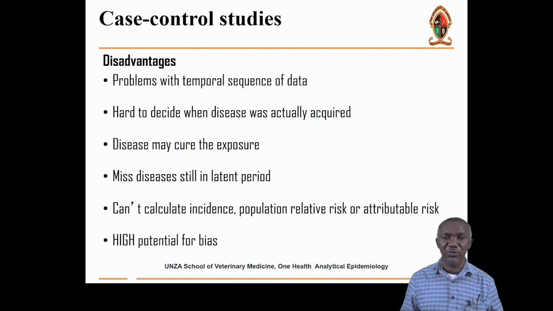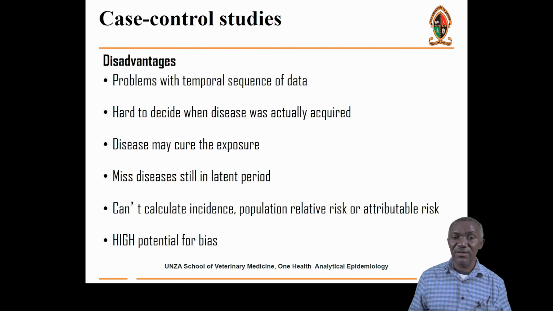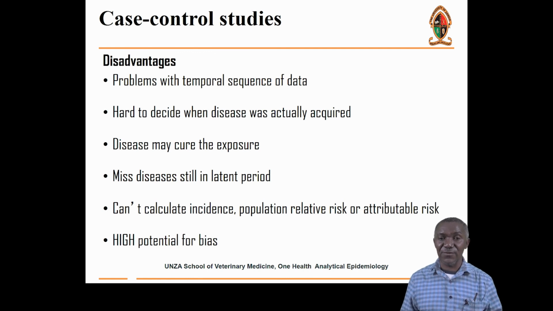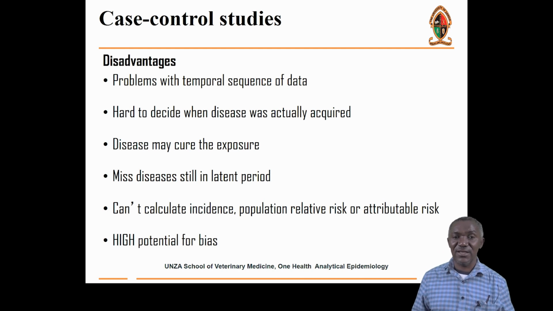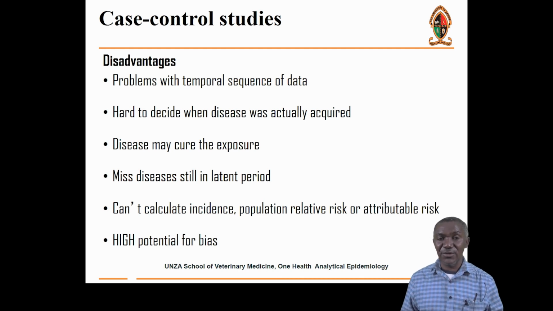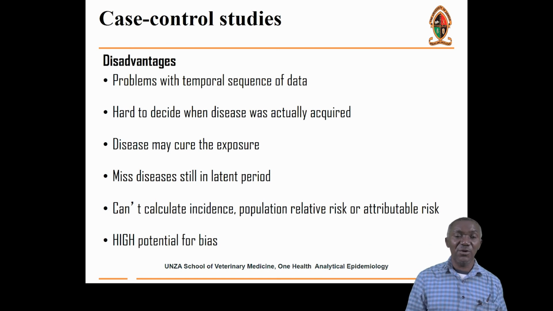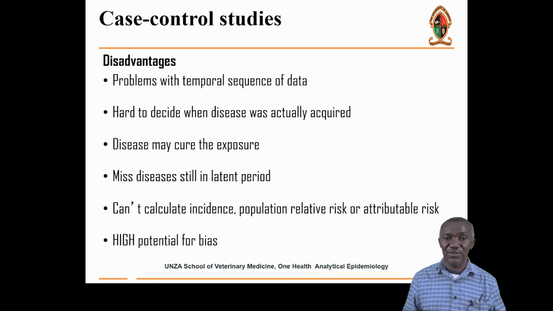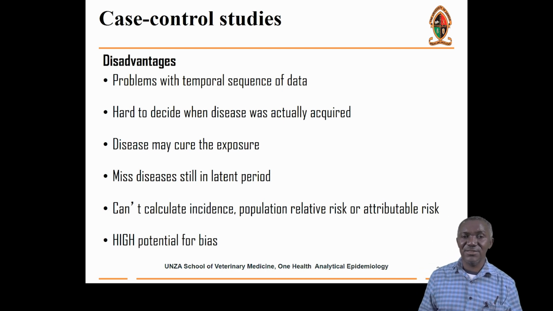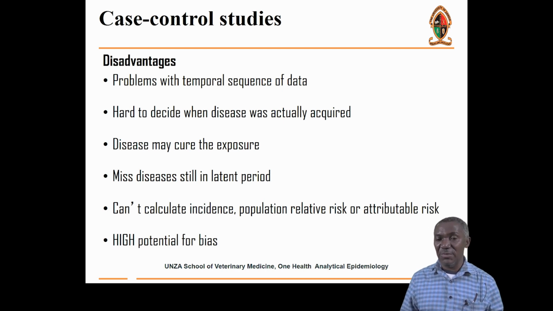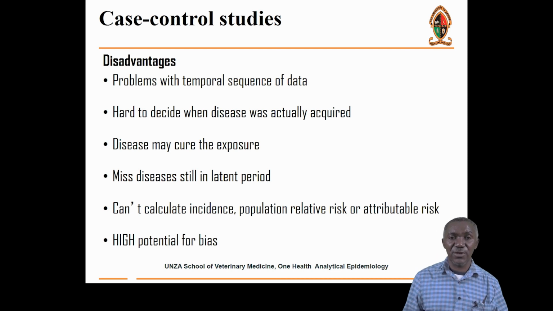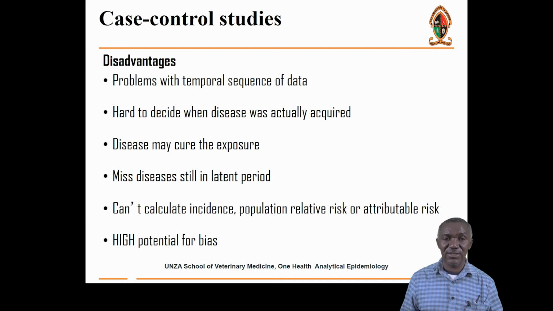And disease may cure exposure. For instance, if exposure was there and then a person gets the disease, you find that the evidence of exposure may be cured. Let's say a person gets cancer and they used to smoke, and because of the condition, they stop smoking. So disease may cure exposure. And also, you are likely to miss disease in the latent phase. Remember, like what we said in the case of cross-sectional studies, those conditions which are in the latent phase, you are likely to miss them.